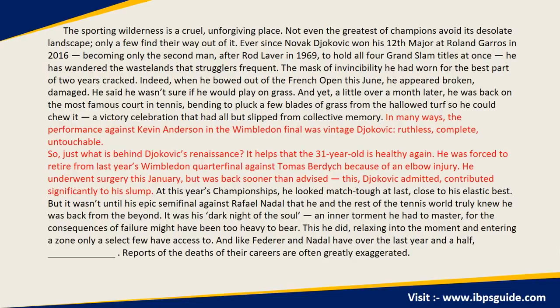So they're saying that when he was playing in last year's Wimbledon quarterfinals, he suffered an elbow injury and then he went for surgery, but he came back sooner than was advised. That means he did not listen to the advice of his doctor and did not give enough time for the injury to heal. This, Djokovic admitted, contributed significantly to his slump. So he's saying that this is the reason why he went through a difficult period, because he came back sooner than he was supposed to, which means he didn't give enough time for his injury to heal. So obviously, this word slump means something related to difficulty, right? Now let's look at the question.